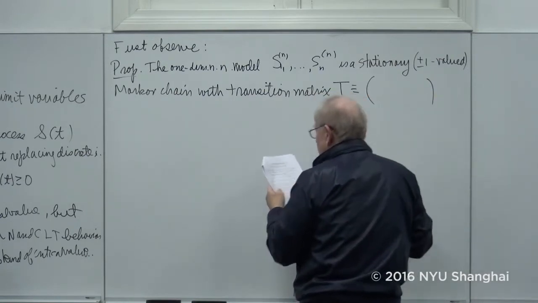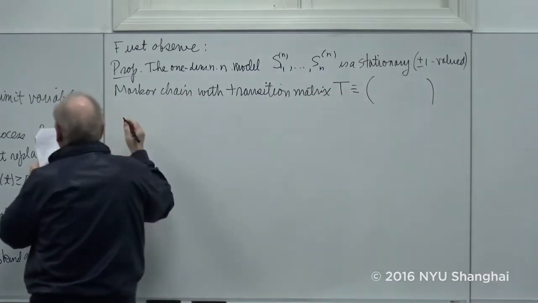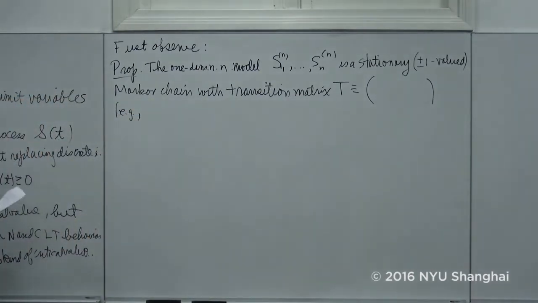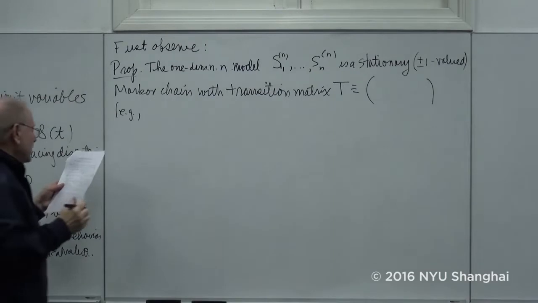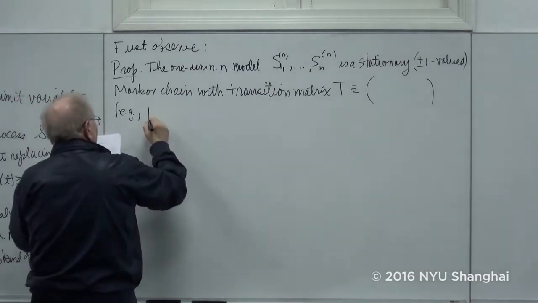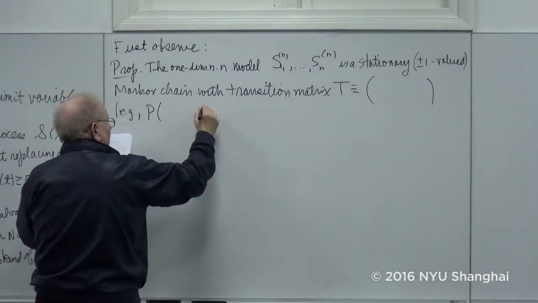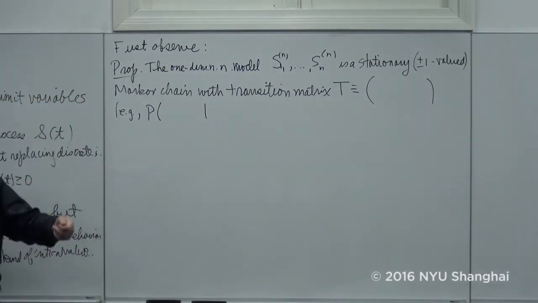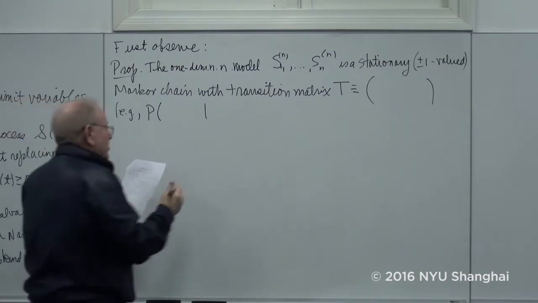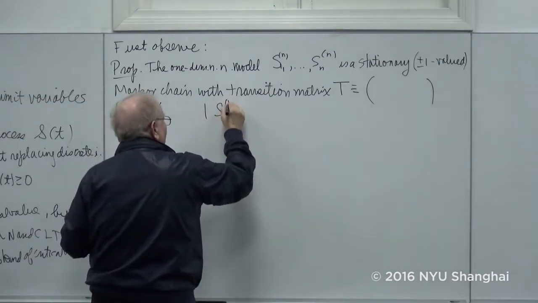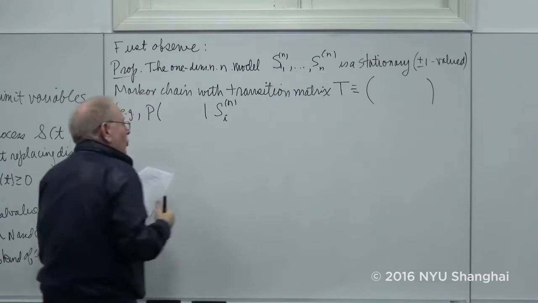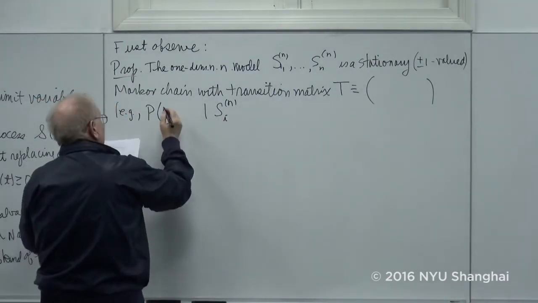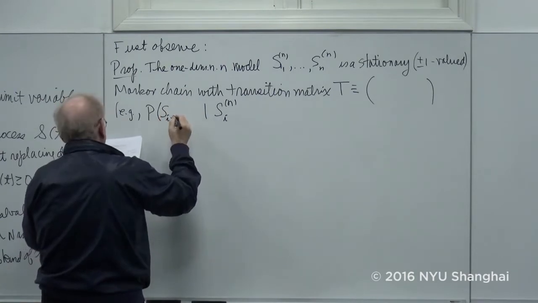Before I write it down, let me remind you what a transition matrix means. For the case where you only have values plus one or minus one, it tells you the conditional probability of the next value in time given the current value. So if you know the value at time i, you want to know the conditional probability of the value one time later.